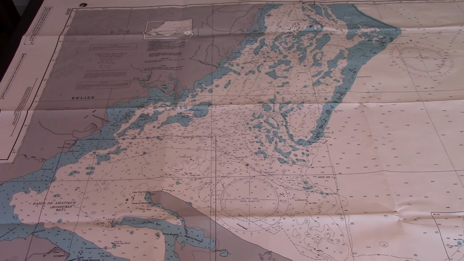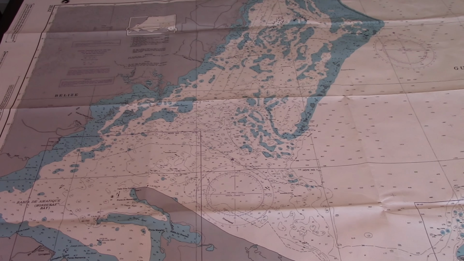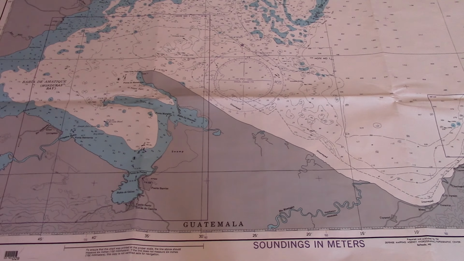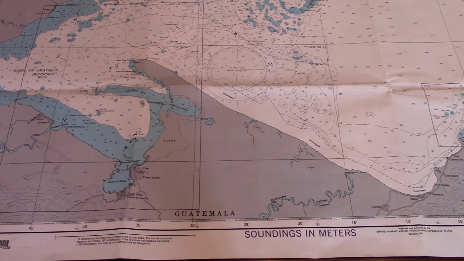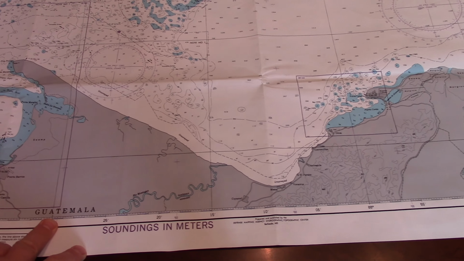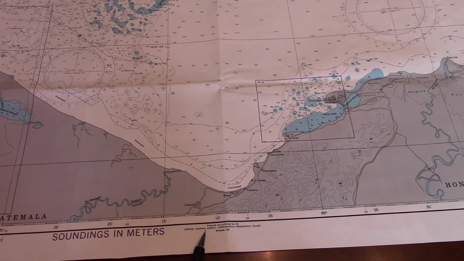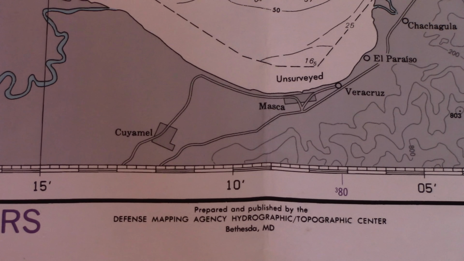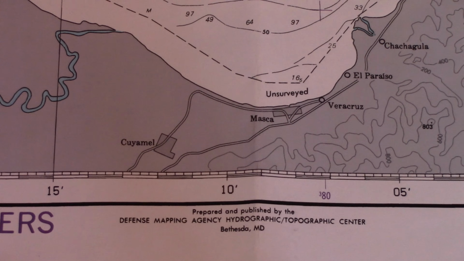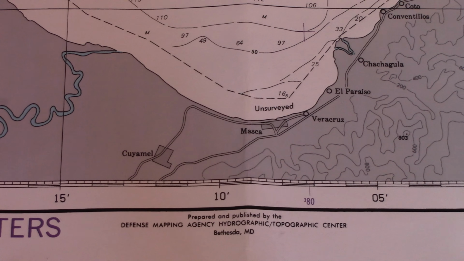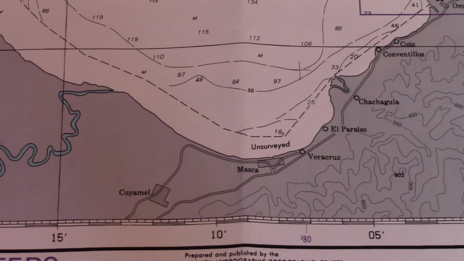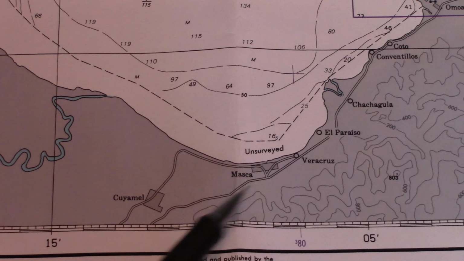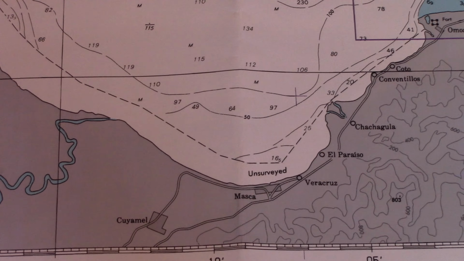This is more of a standard chart. You can see we have the latitude, and we do have longitude on this chart as well. Soundings are in meters. And this chart is actually produced by the Defense Mapping Agency. You can see right here at the bottom, I was going to call your attention to this later, but unsurveyed. This chart is really incomplete.